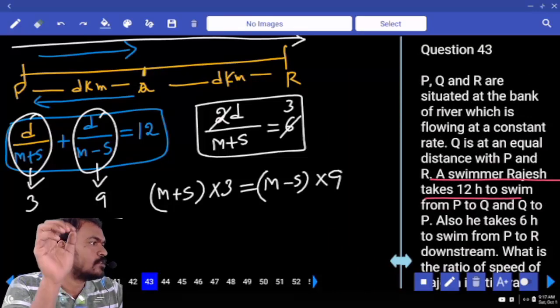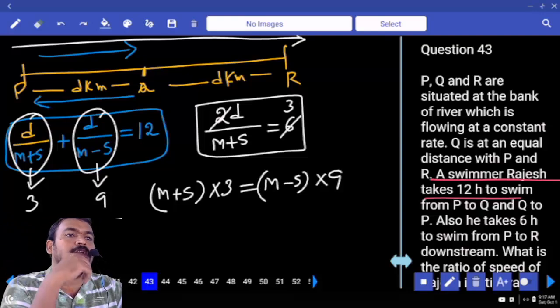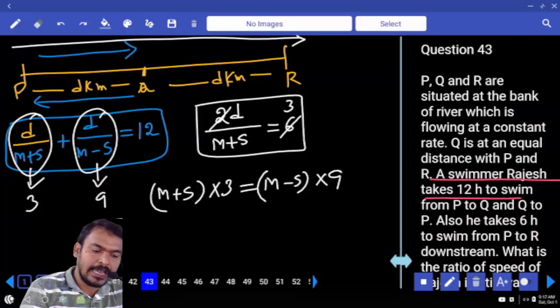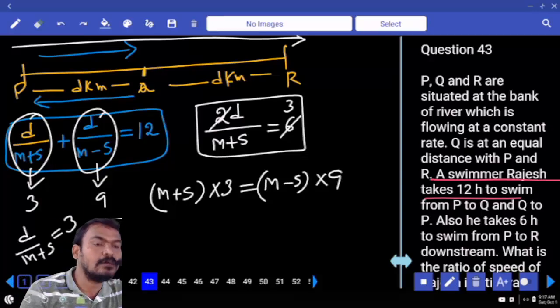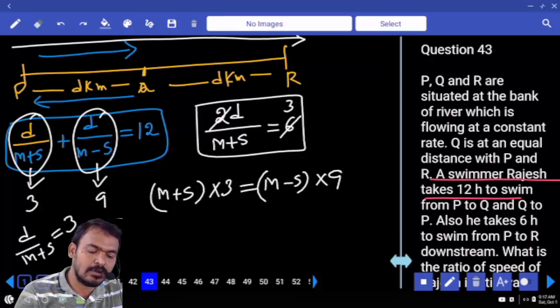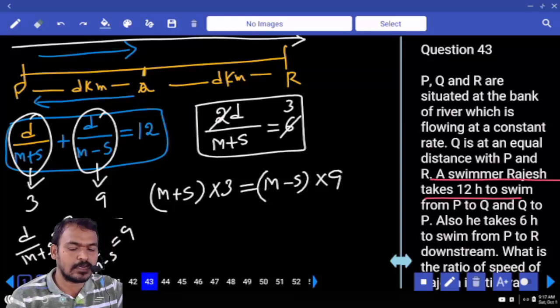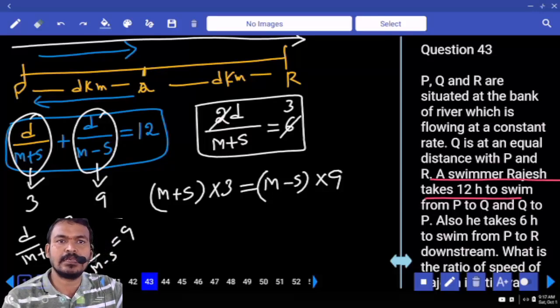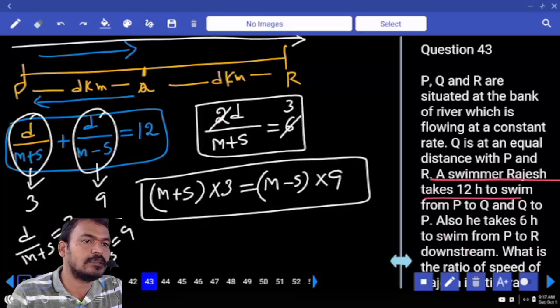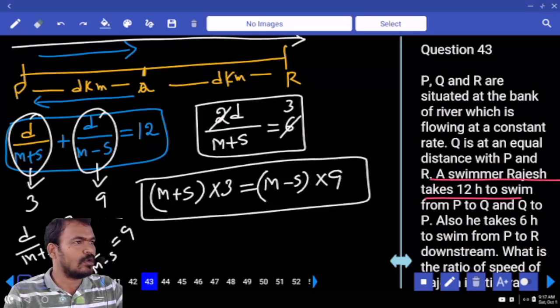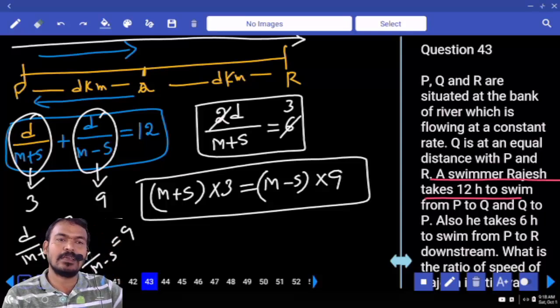Speed into time, speed into time. Equal distance or different distance? Equal distance. Actually D by M plus S equal to how much value? 3 now? D by M minus S equal to how much value? 9 or not? This one I wrote D equal to 3 into M plus S, D equal to 9 into M minus S, or not? Equal distance or different distances? Equal distances or not? I wrote it at length so that the concept in the question is understood.